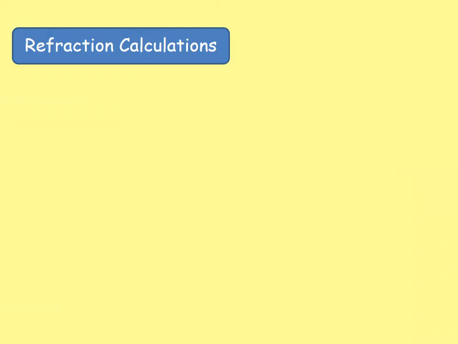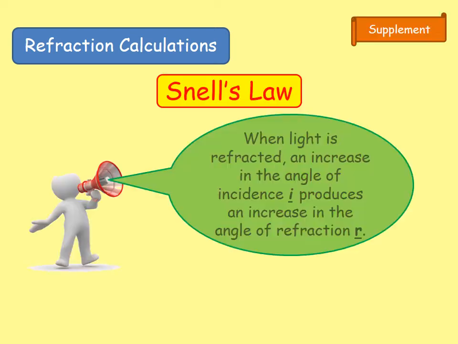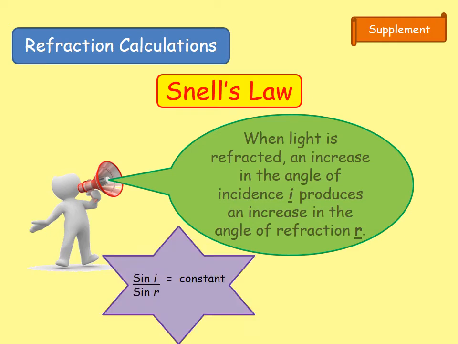Okay, let's do some refraction calculations now because we have some angles of refraction and some angles of incidence, even if you're using either the whole plastic block or the half circle block. This is where we get the idea behind Snell's law. When light is refracted, an increase in the angle of incidence produces an increase in the angle of refraction. We discovered mathematically that the sine of the angle of incidence divided by the sine of the angle of refraction is going to be a constant.